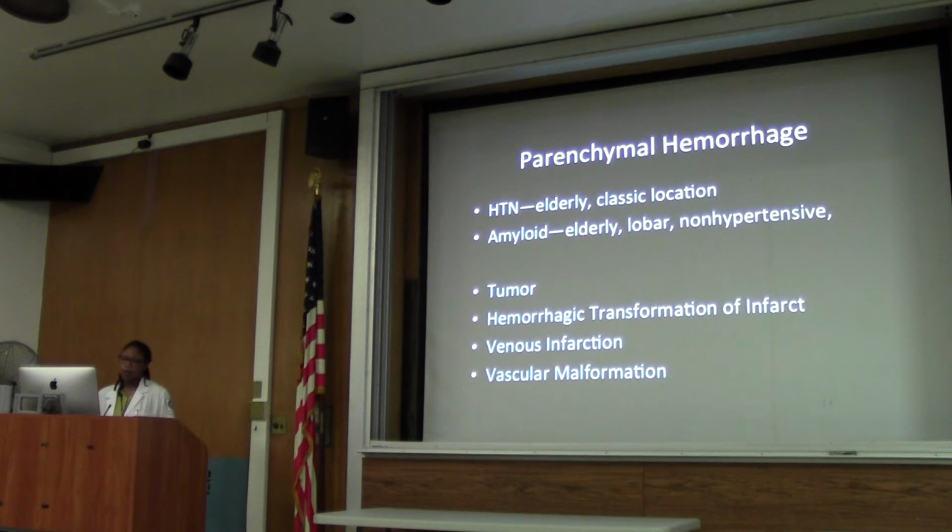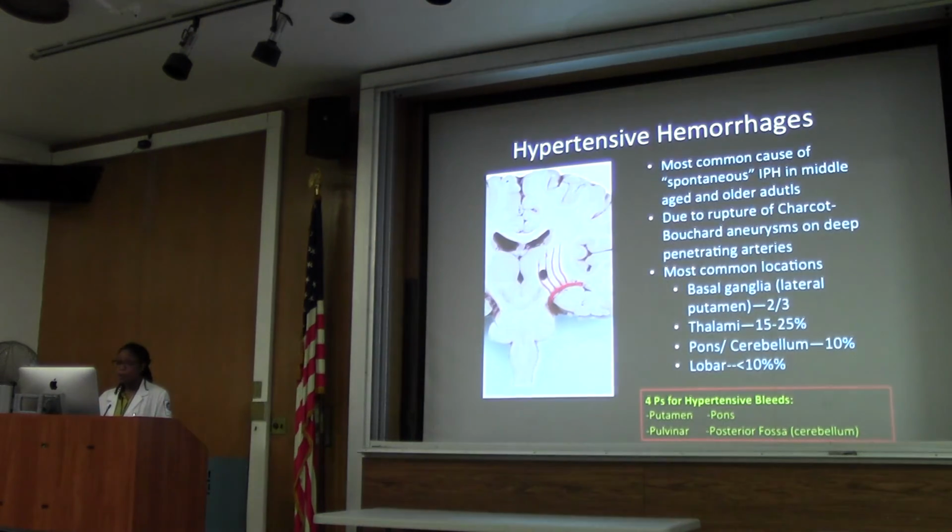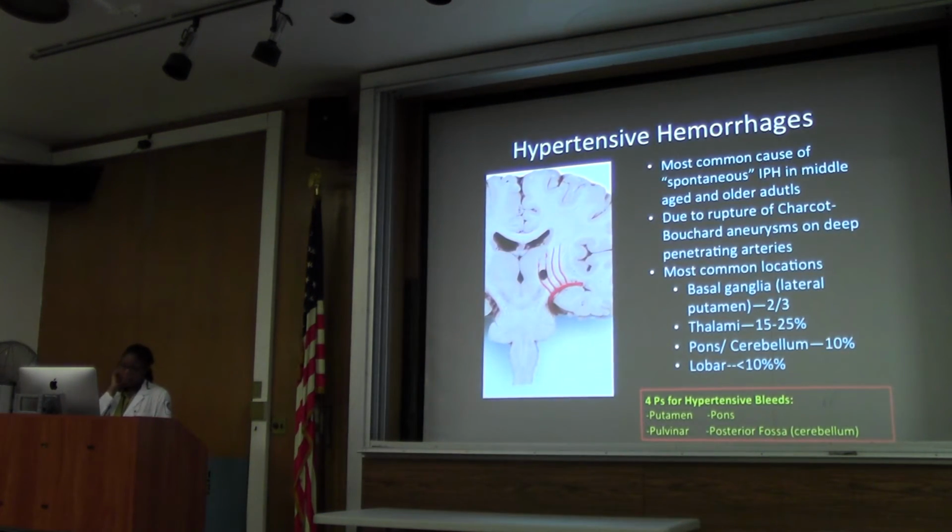Okay? Tumors can also cause this. Hemorrhagic transformation within an infarct can cause this. And vascular malformations, particularly in younger patients, are also a common cause of parenchymal hemorrhages. So these hypertensive hemorrhages occur spontaneously, usually again in middle-aged and older adults. They're due to rupture of what we call Charcot-Bouchard aneurysms in the deep penetrating arteries that serve the basal ganglia. If you look carefully, you can see these penetrating arteries, and there are small outpouchings on these penetrating vessels, and that is what ruptures and bleeds and causes these huge hematomas in the brain in these patients.